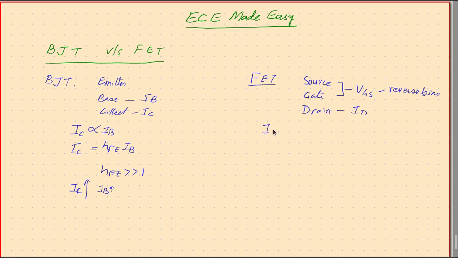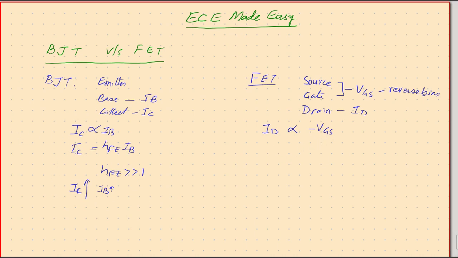So the drain current is proportional to the voltage between gate and source. Because this is reverse biased, the higher the reverse bias applied, the larger will be the depletion layer, and a larger depletion layer means a smaller channel available for conduction. So this has a negative relation with ID. The more VGS, the less will be the ID. So ID is under the control of VGS.